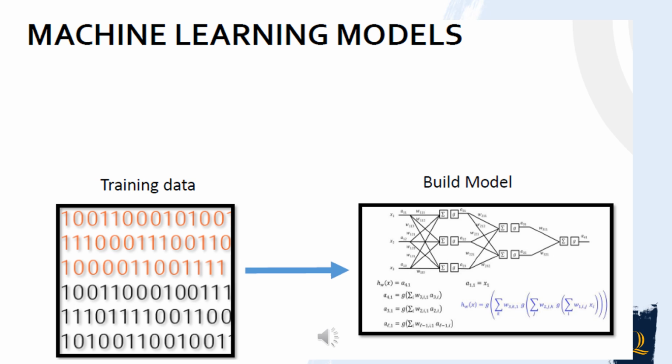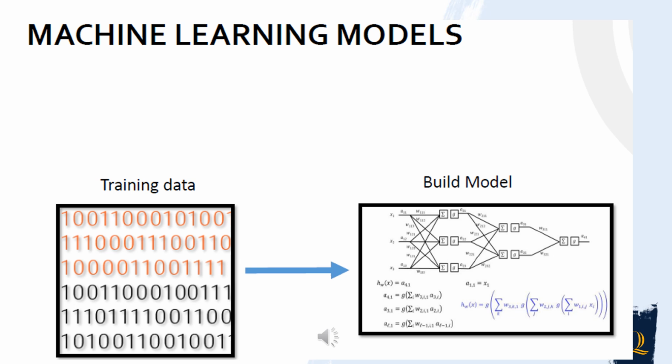Now that you have a holistic idea of key terminologies used in AI, let's focus on machine learning, the core of this class. The process of building a machine learning model begins with training data. This is the foundation on which the model learns. The training data consists of a large set of examples, like the binary data you see here, which could represent anything from images to text or even sensor data. The goal is to feed this data into the machine learning algorithm so it can learn patterns and relationships within the data.